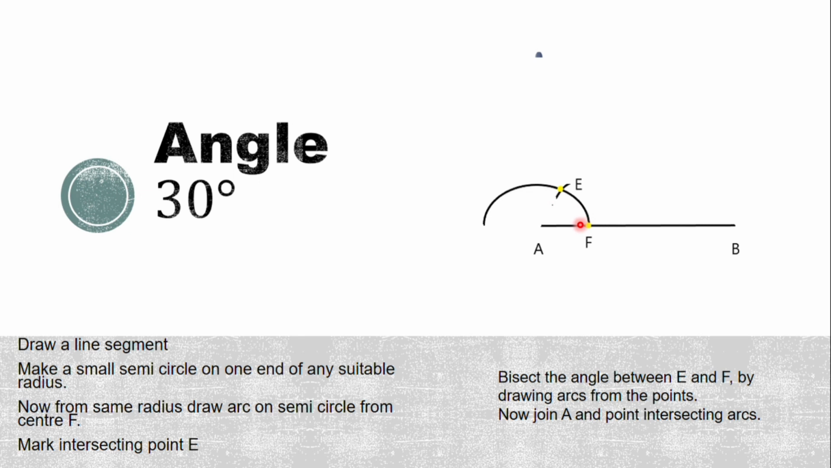To bisect this angle, we take the compass at point E and draw an arc, and then at point F we draw an arc. And from this point A to the point of intersection, we'll draw a straight line. Now this is cutting that angle in two equal parts, and the lower part is equal to 30 degree.